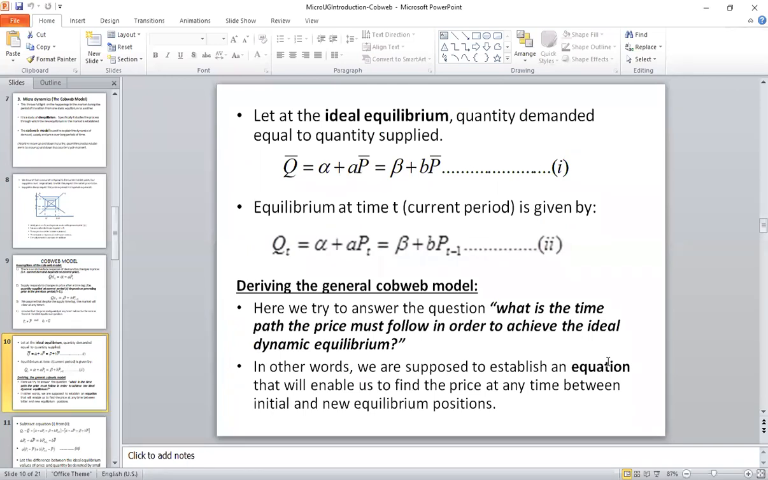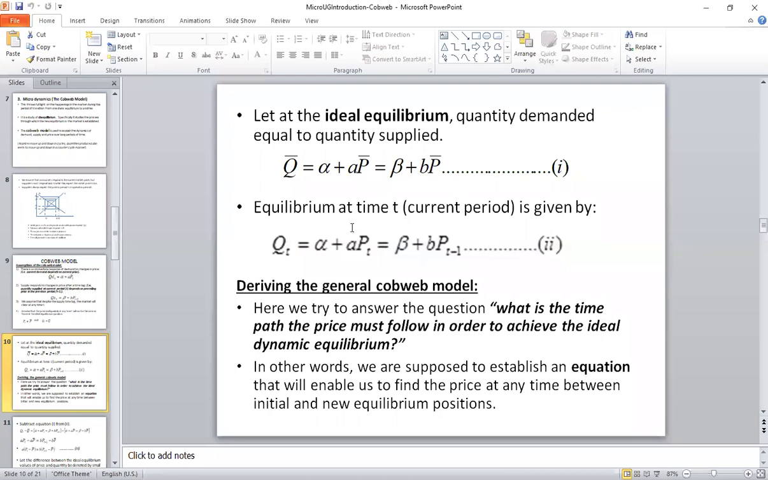So we are saying that, of course, at the equilibrium, any equilibrium, quantity demanded will equal quantity supplied. So for the ideal equilibrium, remember we are just putting a bar on top of the variables to differentiate it from the equilibrium at time t. So at the ideal equilibrium, we have quantity demanded equal to quantity supplied. From those equations, this is the demand and that is the supply. But this time we don't put a subscript t, because we are looking at ideal equilibrium. So that's why we are just putting a bar, and that gives us our equation 1. So this is quantity demanded equal to quantity supplied.